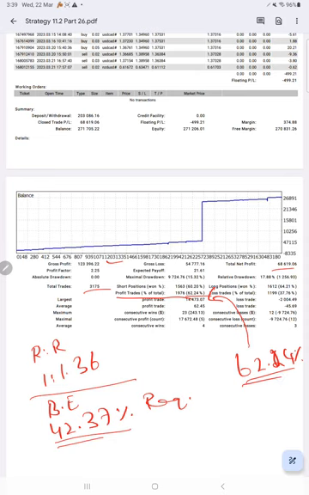So this shows that more than what is required, we are up by 19.86%. This shows this strategy is successful and making consistent profit.